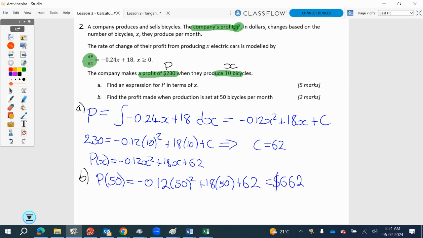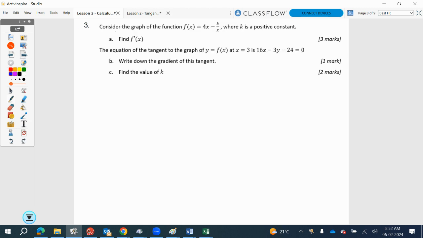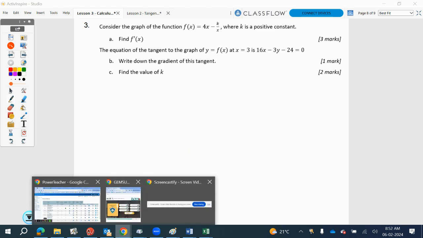All right, let's have a look at the next question. Let's read it since it's the current situation. Have a go at this question. It's fun and exciting.